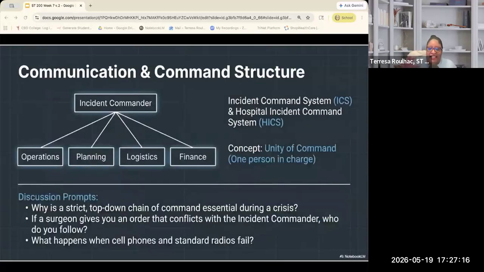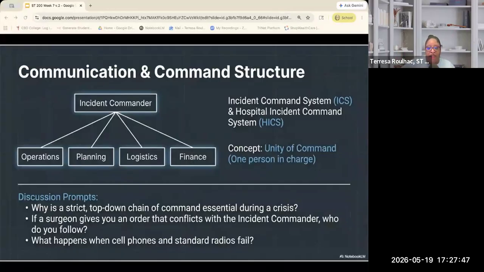Now, I want you to look and see how the communication and command structure is laid out. We have a pyramid shape. One person, the incident commander, is at the top. And then you have your sections underneath. And then there's clear division. Okay? This is structure. And structure, again, remember, prevents chaos.